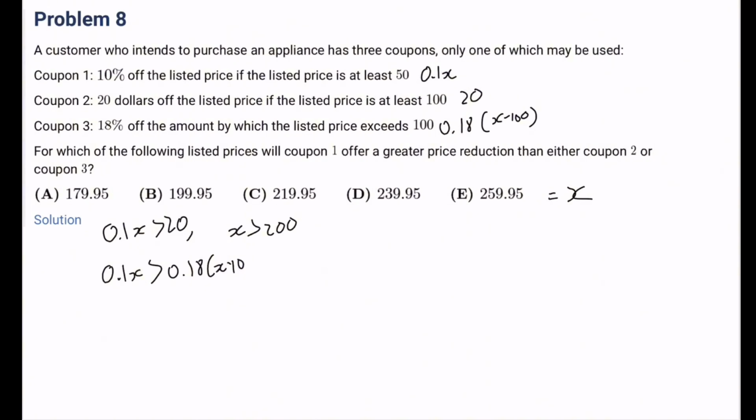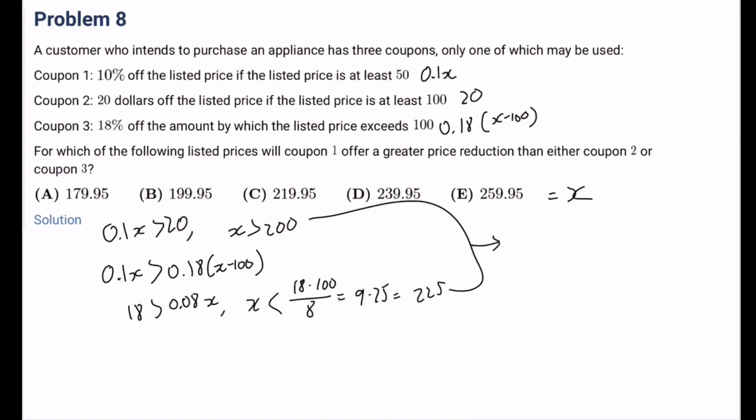and for these two, 0.1x has to be greater than 0.18 times x minus 100. This gives us 18 is less than 0.08x, so that gives that x is less than 18 times 100 all over 8. This is equal to 9 times 25, which is equal to 225. Summing those together, that gives us x is between 200 and 225, so the only value of x between those numbers is C, so that's the answer.